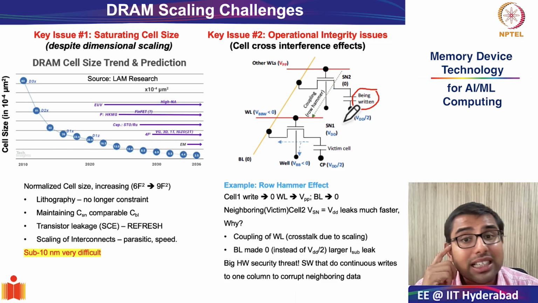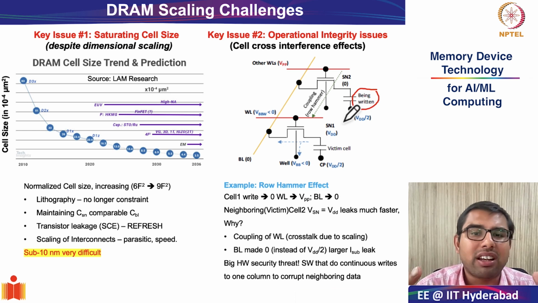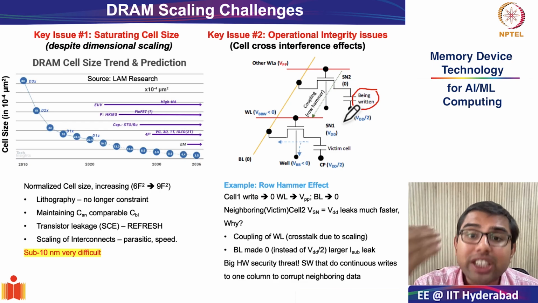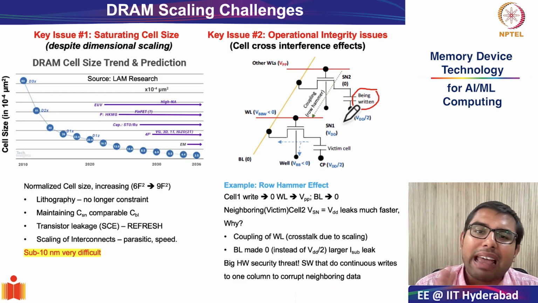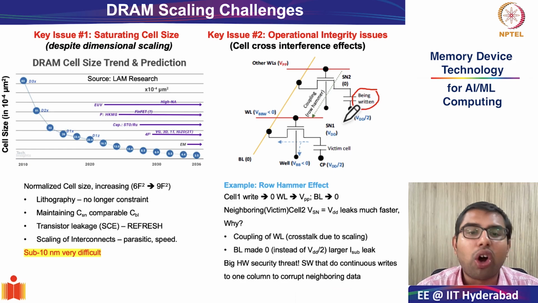And how companies are trying to mitigate is by not giving visibility to the end user on which row or column you are writing into. So there is some kind of internal encryption or scrambling happening. So I leave the topic at that. It's a very vast topic and you can do a little bit of reading on yourself.